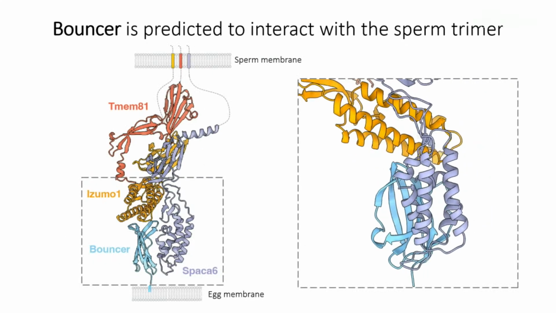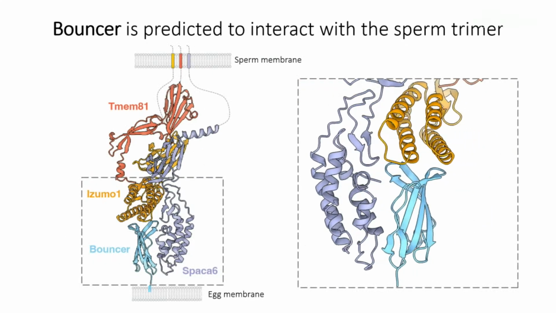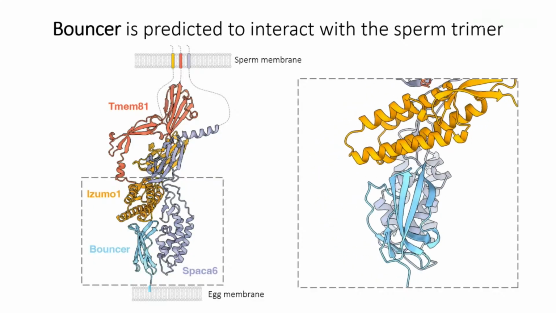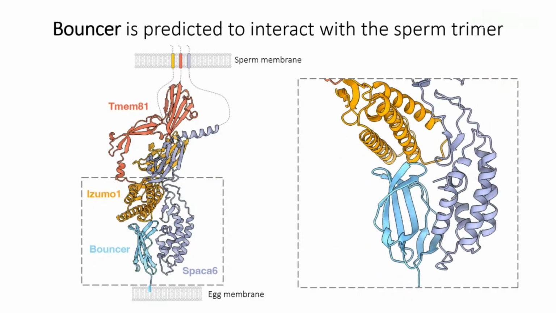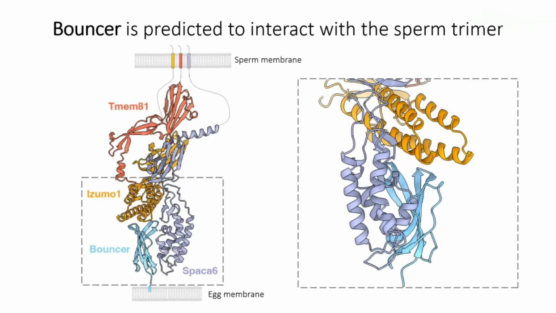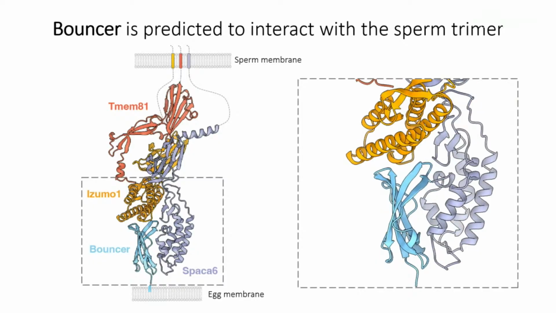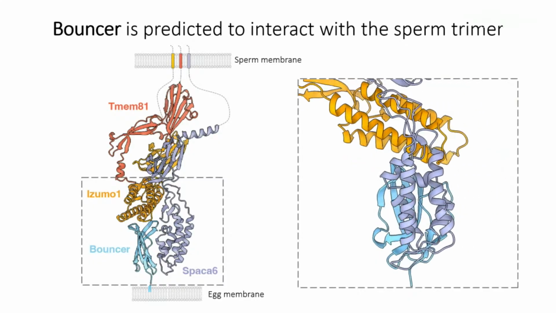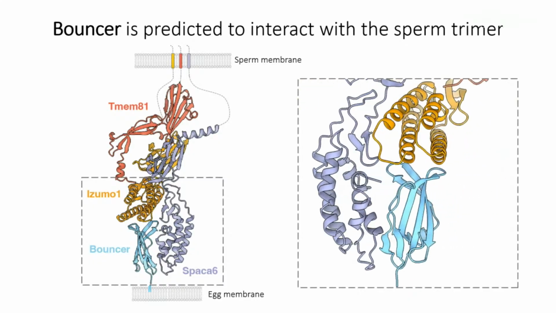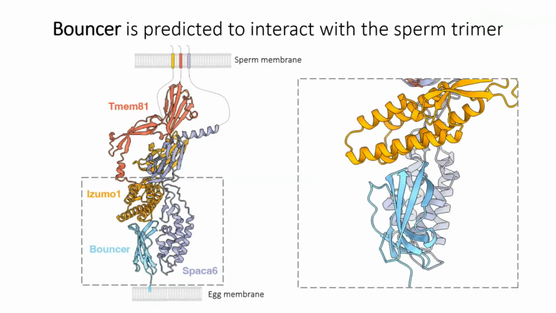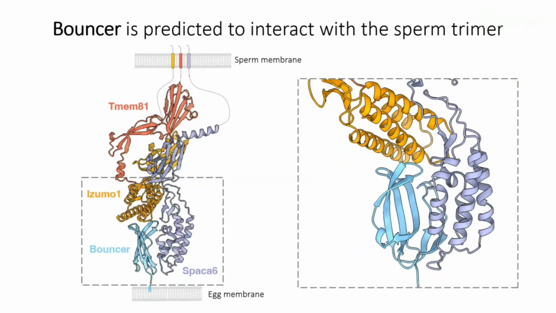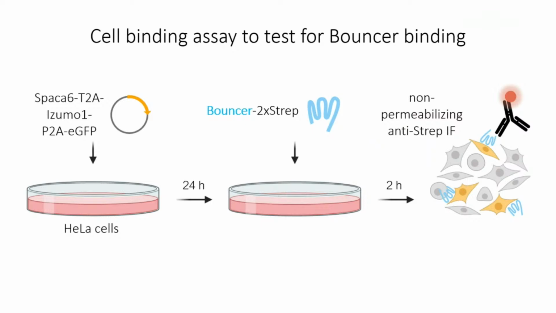And that's why our individual experiments never worked. It is predicted to bind in the cleft between Isumo and SPACA6 that is only formed by forming this trimeric complex. So here's a higher resolution prediction. And that, of course, is only an AlphaFold prediction. So do we have any evidence that this is really the case? It fit extremely well to all the experimental data that we had, but we wanted to have experimental evidence.